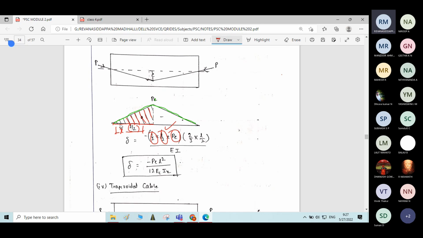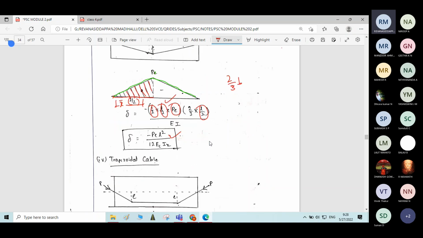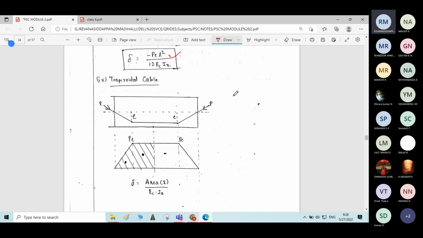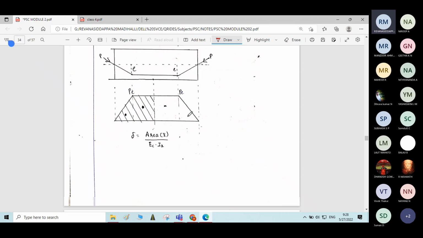from this end is 2/3 of b. So 2/3 of b is L by 2. Base width of the triangle is L by 2. Substituting and simplifying, we'll get this final formula as minus PEL squared divided by 12 EC into IX. The same procedure will continue for the trapezoidal cable.